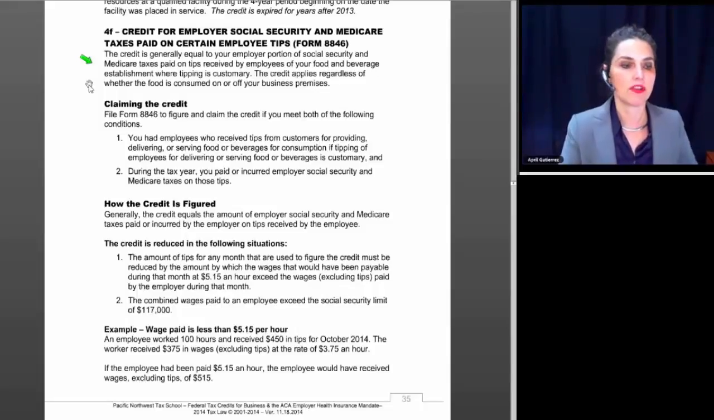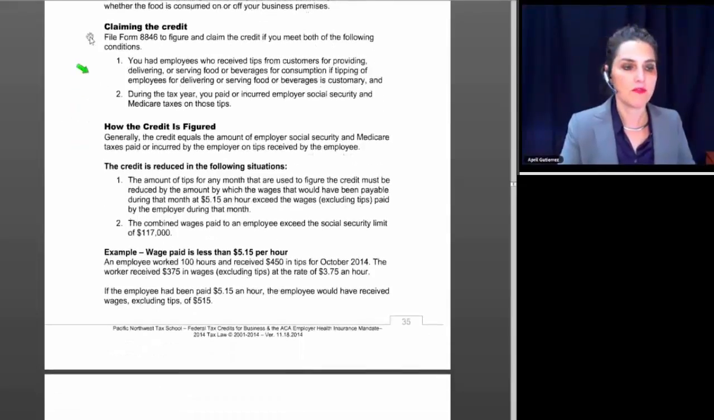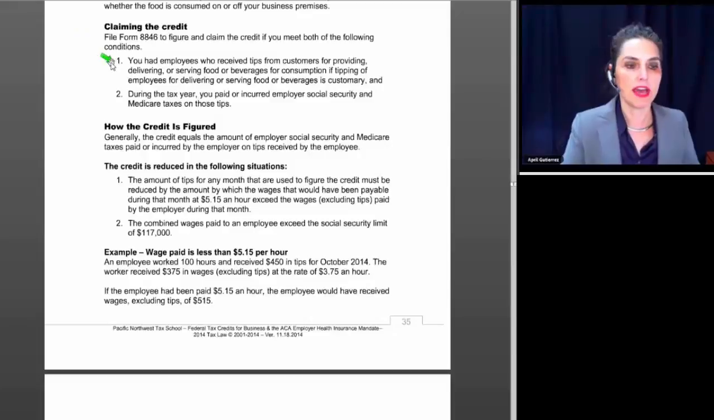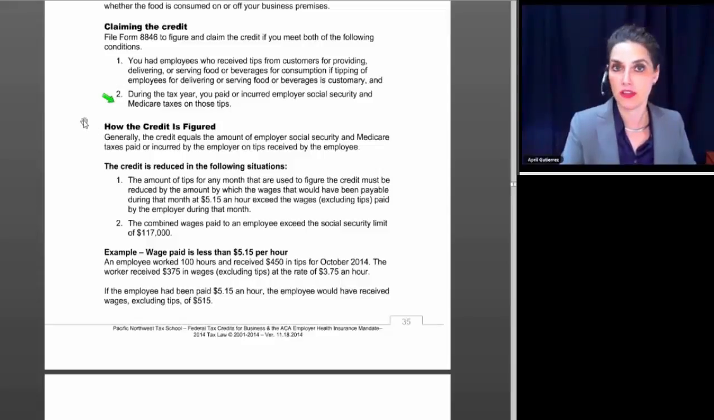The credit applies regardless of whether the food is consumed on or off your business premises. Claiming the credit: you will file Form 8846 to figure and claim the credit if you meet both of the following conditions. Number 1, you had employees who received tips from customers for providing, delivering, or serving food or beverages for consumption, if tipping of employees for delivering or serving food or beverages is customary. And number 2, during the tax year, you paid or incurred employer Social Security and Medicare taxes on those tips.